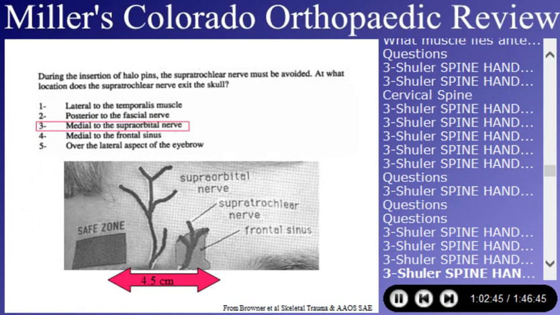During insertion of halo pins, the supratrochlear nerve must be avoided. At what location does the supratrochlear nerve exit the skull? Okay? Medial to the supraorbital nerve. Medial. Remember the 4.5 centimeters I previously drew.